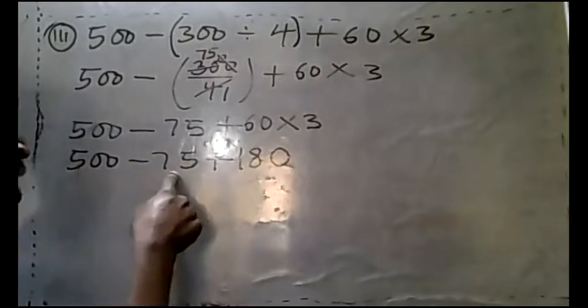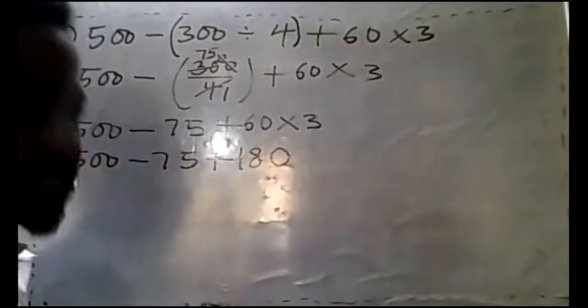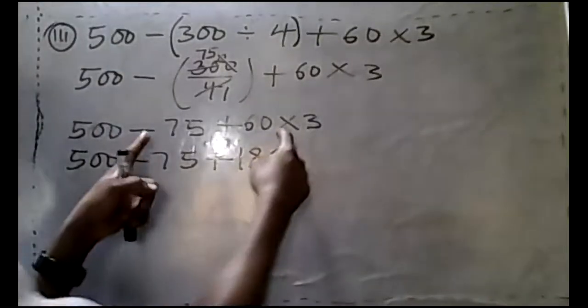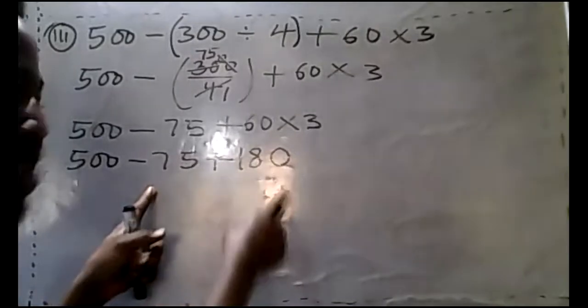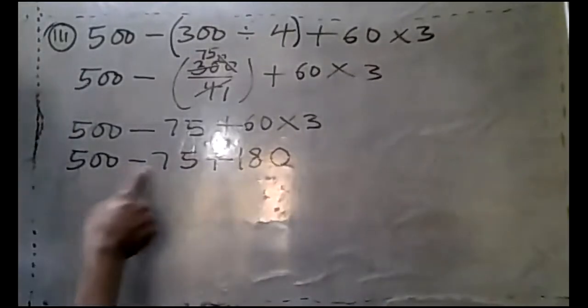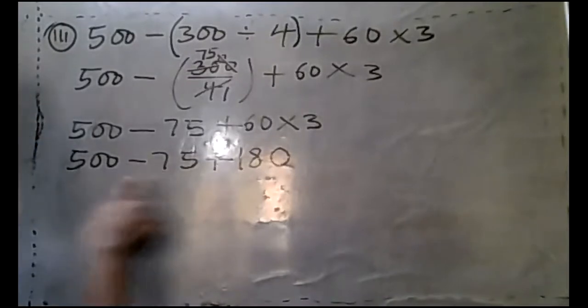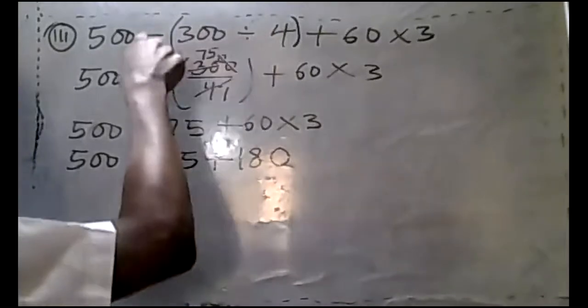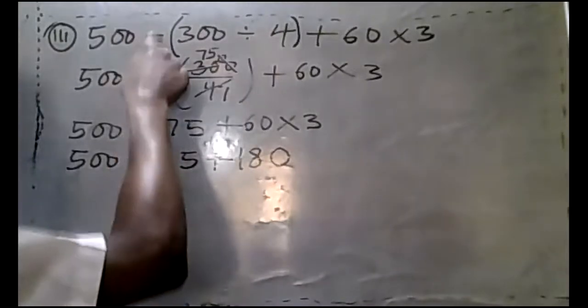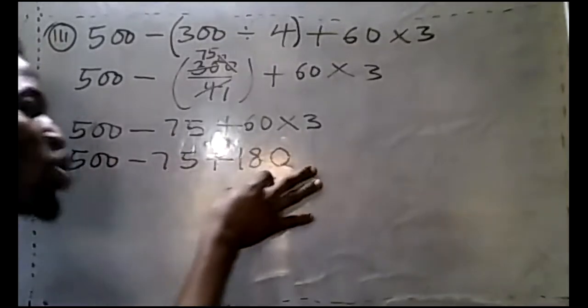This is minus 75 plus 180. You cannot bracket this and say 75 plus 180. That is wrong. The sign in front of 75 is minus. You cannot add 75 to 180. You get the wrong answer.